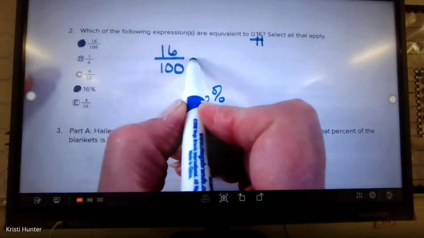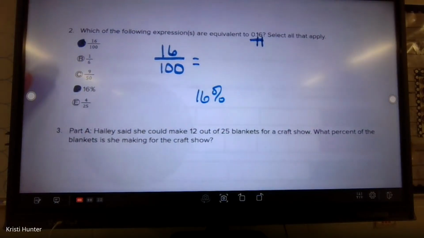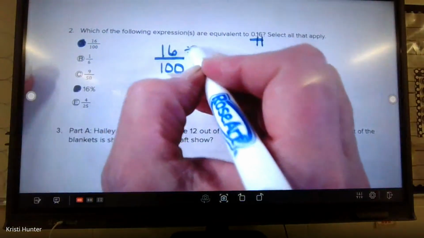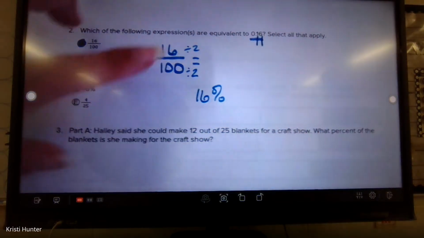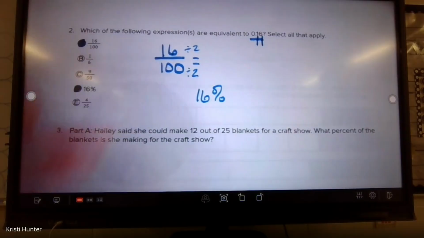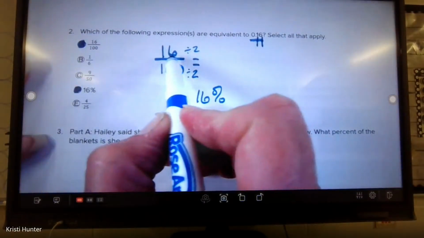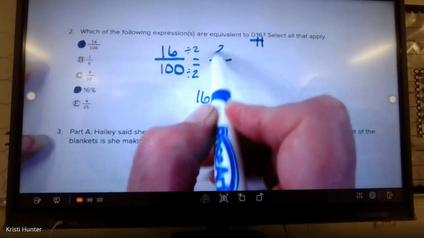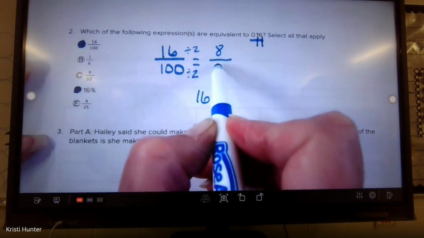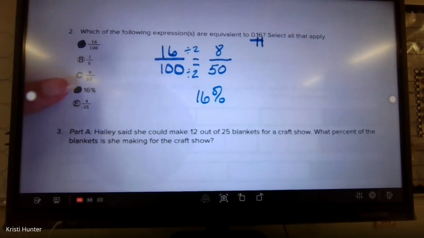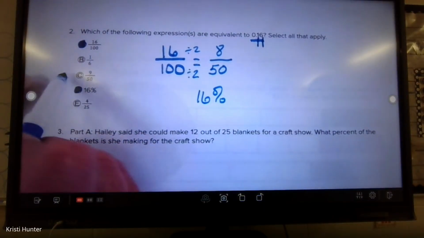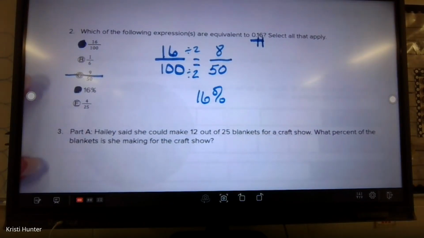So when I look at 16 and 100, I notice both of these are even numbers. Even numbers can be divided by 2 or split in half. And remember, to build equivalent fractions, whatever's done to the top has to be done on the bottom. So what is half of 16? That would be 8. Half of 100? That would be 50. So I take a look. Ooh, that one's close. It's 9 over 50, but that's not correct. All right, let's keep going.